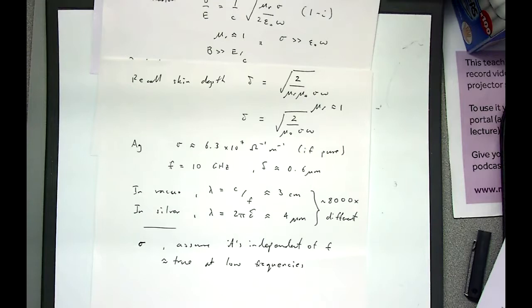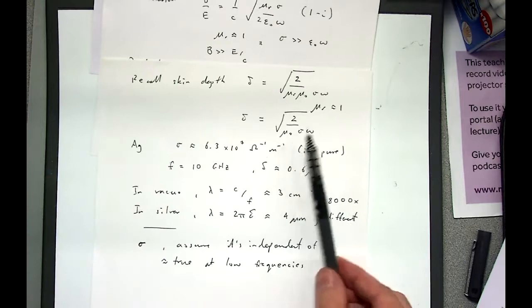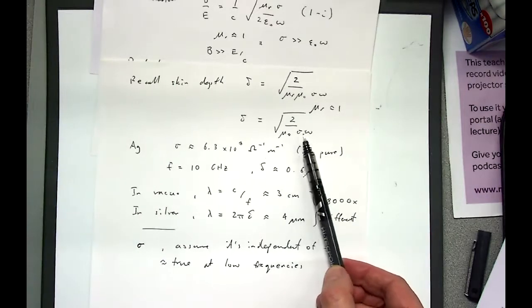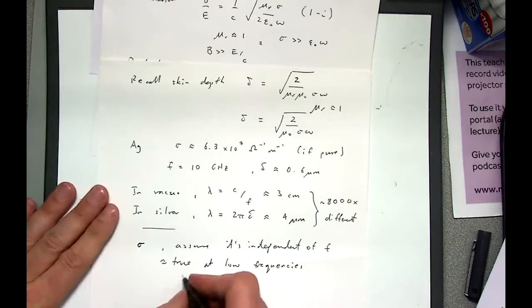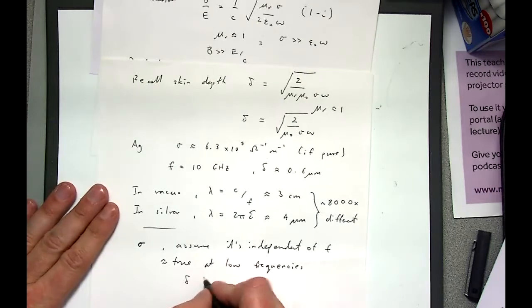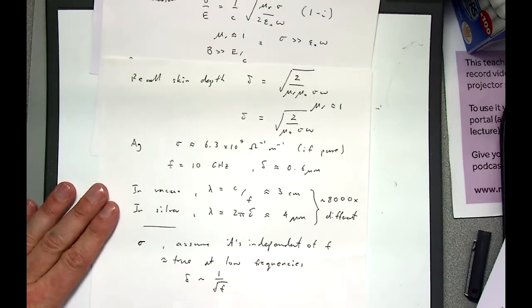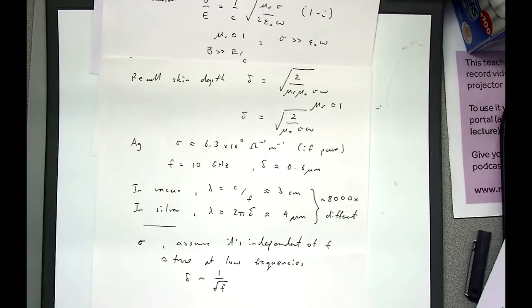So if that is true, we look back at our expression for the skin depth. Okay, you can see that here the relative permeability is 1, and the sigma is constant, then it's simply proportional to 1 over the square root of the frequency. So if I know the skin depth at one frequency, I can convert it to the skin depth at another frequency by multiplying by the square root of the ratio of them.